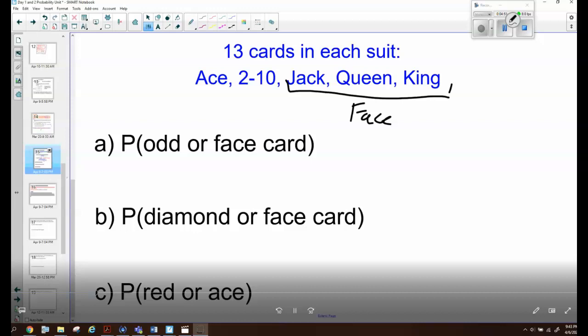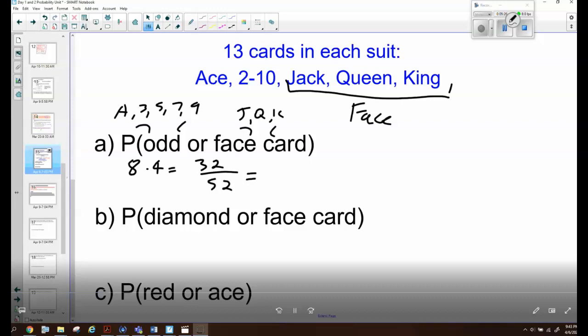So for instance, we're going to count out. Here's that counting I was telling you about. How many odds do I have? Well, I've got my ace, because we're going to count that as a 1, 3, 5, 7, and 9. And then for face cards, we've got Jack, Queen, and King. So I count 1, 2, 3, 4, 5, 6, 7, 8. 8 options here. However, every suit has this 8. So really, we've got 8 times 4, so 32 options out of 52 cards. You will find that simplifies to 8 over 13.